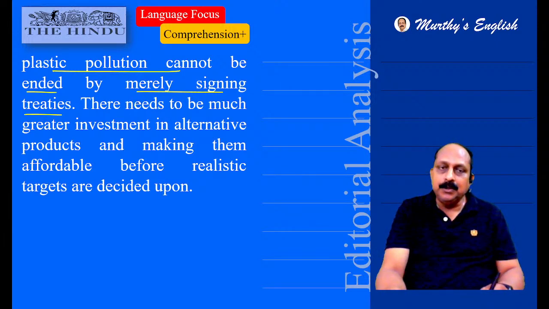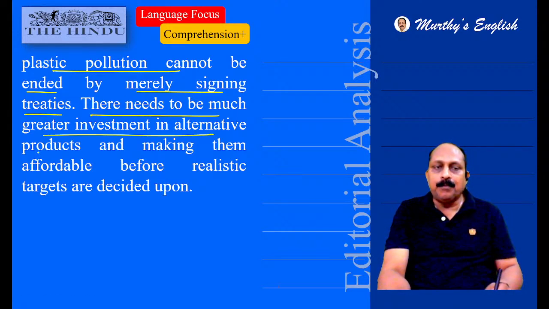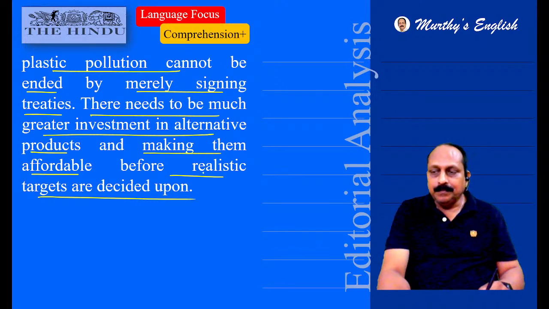Then what are we supposed to do? There needs to be much greater investment in alternative products and making them affordable before realistic targets are decided upon. First, countries should work on investment in alternative products, one thing, and making them affordable, another thing. These two things should happen before realistic targets are decided upon. The main idea is being reiterated. That's all about this editorial.